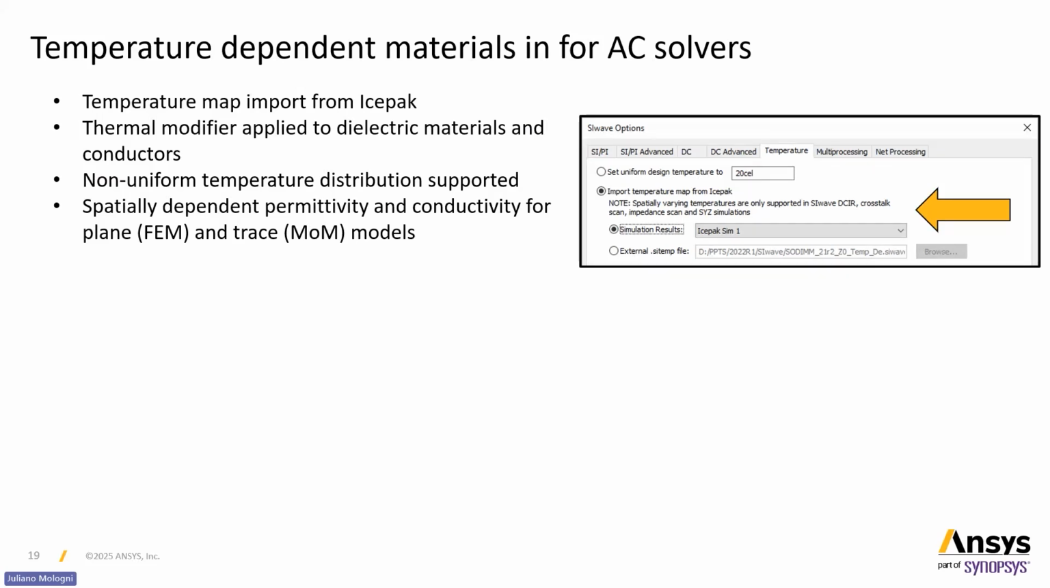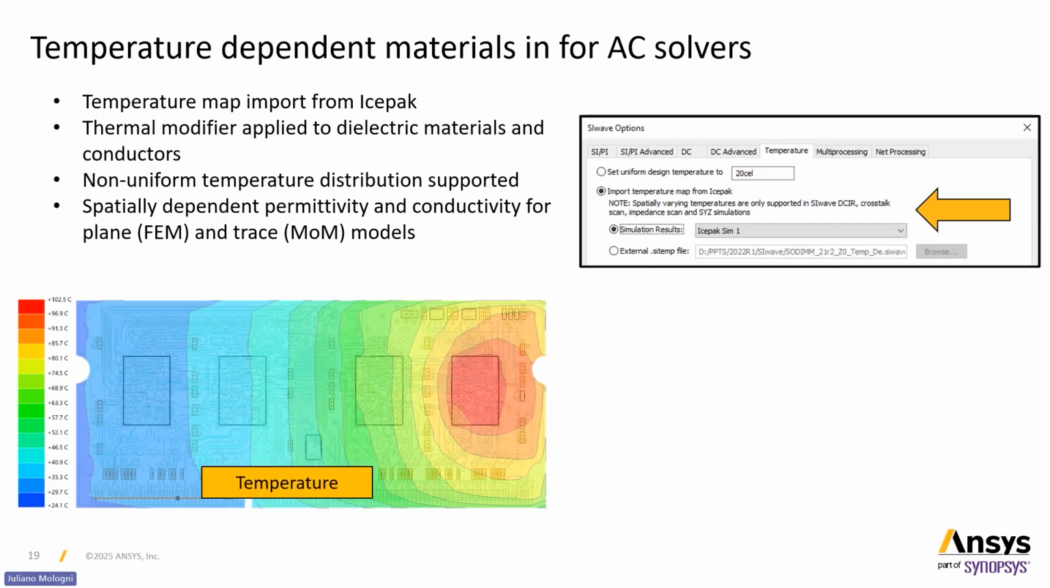So I'm going to show one example here for this board. That's the one that I'm going to be using in SIwave, where in this particular case, we have 4 memory modules. Only the right-hand side one is actually working. So the temperature is higher on the right-hand side.